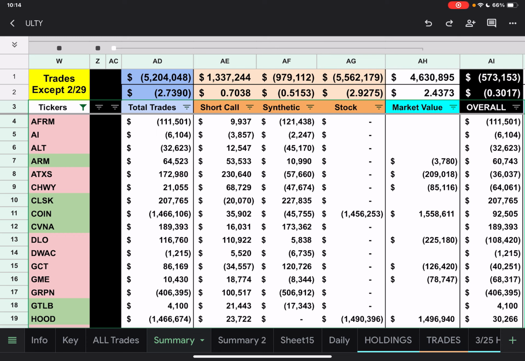And then, of course, we have our short call. This is going to be everything short call, everything synthetic. Now, I had to add a column for stocks because, as of last week, we actually started holding some of the underlying. So now we'll have that stock price trades there. And then what I did this time, because I felt it was sort of unfair, we showed all the trades, but some of them are still open, right? So I added a market value column, and then I did an overall column to add up the total trades and the market value together, so you can see where we stand overall.